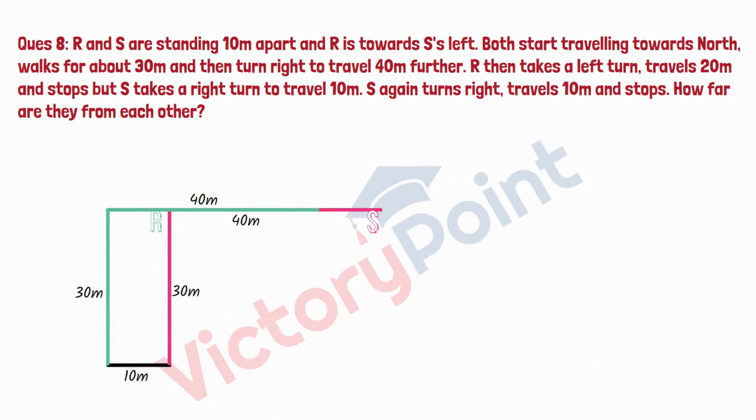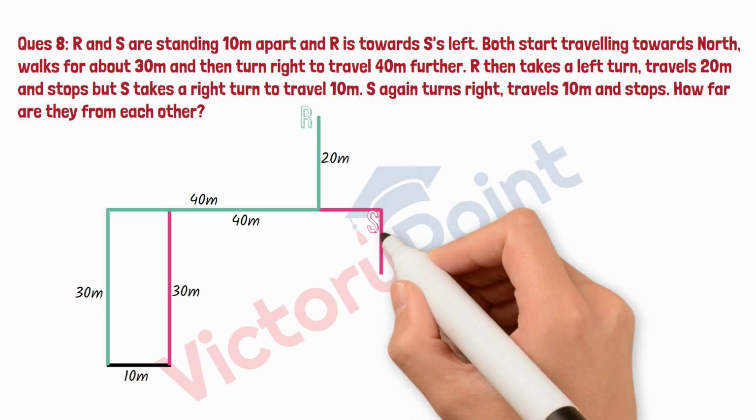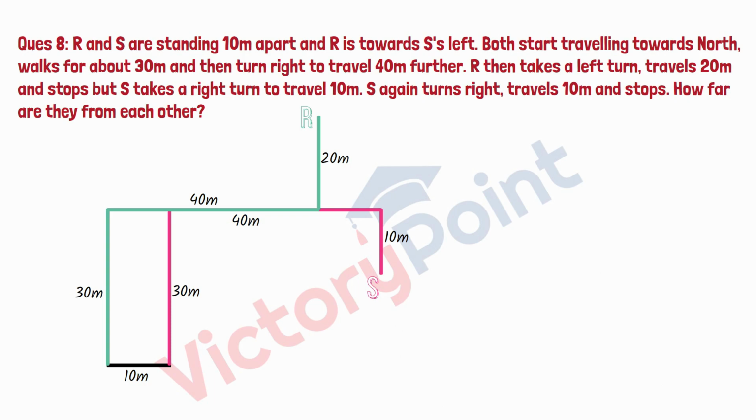Now let's take R first. From here R takes a left turn to travel 20 meters. So this is the final position of R. S takes a right turn to travel 10 meters. Then S turns right and again travels 10 meters and stops. So this is the final position of S.